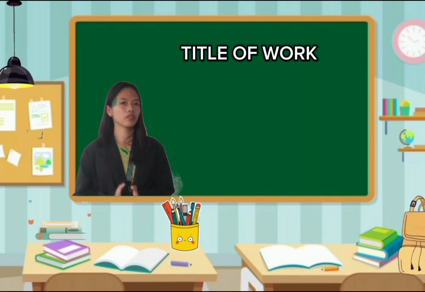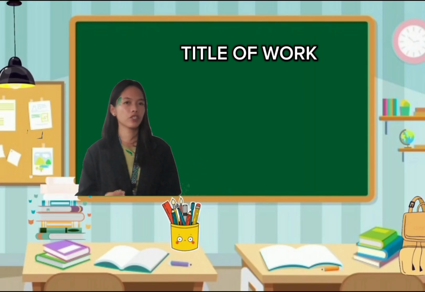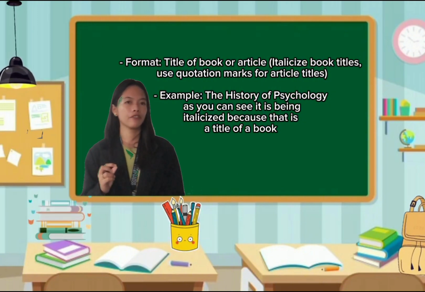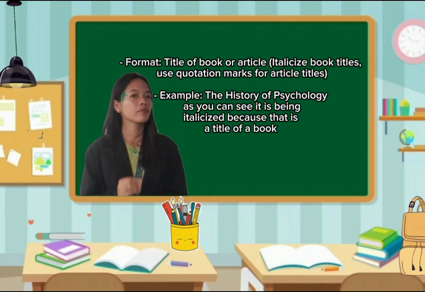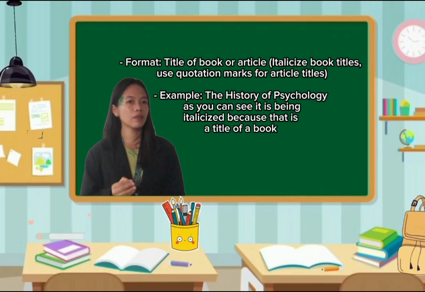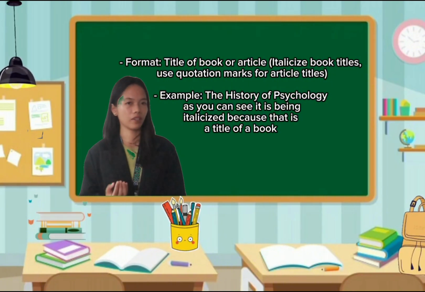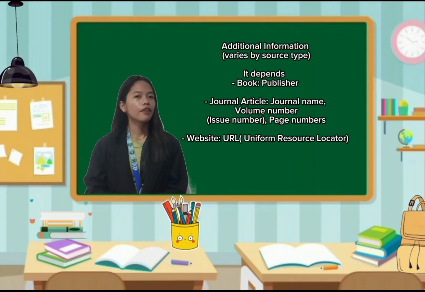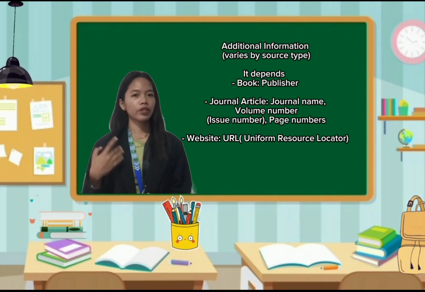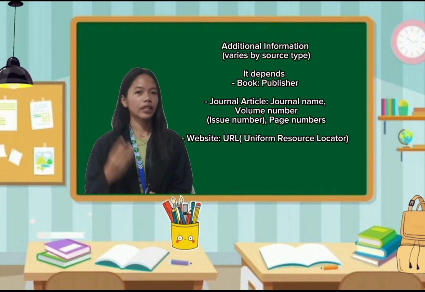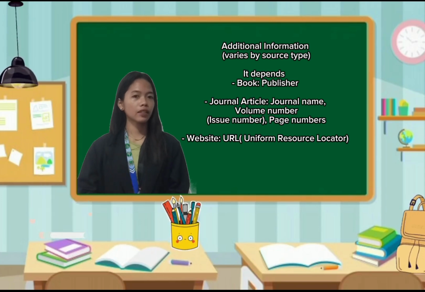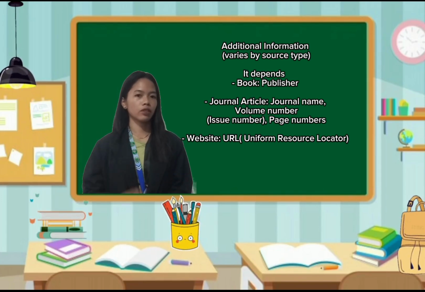So the third one is title of work. So this is the format of proper citation of title of work. The title of a book or article should be italicized. And if it is for article titles, you must use quotation marks. For example, The History of Psychologists; as you can see, it is italicized because that is the title of a book. So additional information varies by source type. It depends. If it is a book, you must cite the publisher. If it is a journal article, you must cite the journal name, volume number or issue number, and page numbers. If it is a website, you must cite the URL or the Uniform Resource Locator.